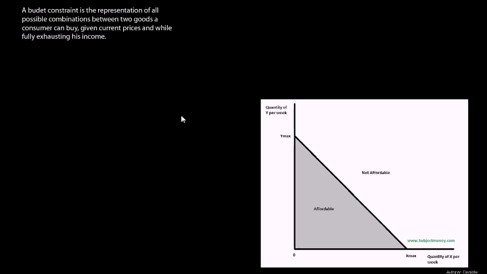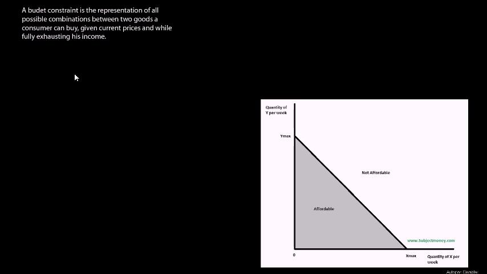First, we will discuss some theory. After that, we will do some exercises. First, what is a budget constraint? A budget constraint is the representation of all possible combinations between two goods a consumer can buy, given current prices and while fully exhausting its income.